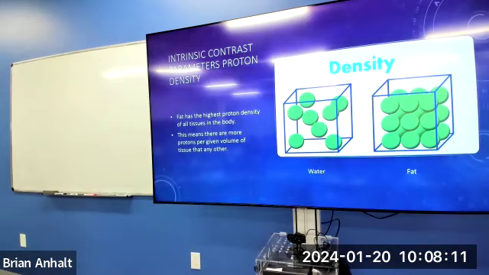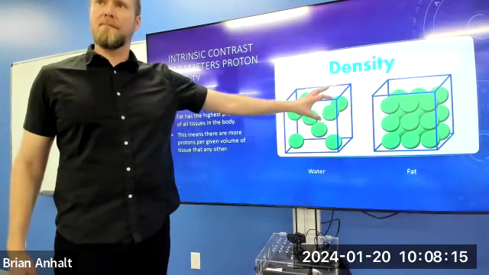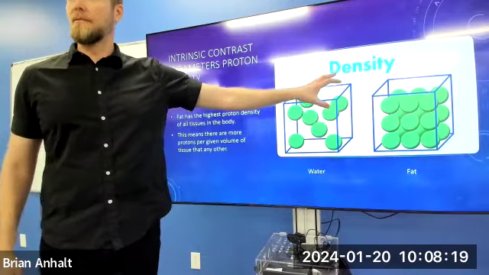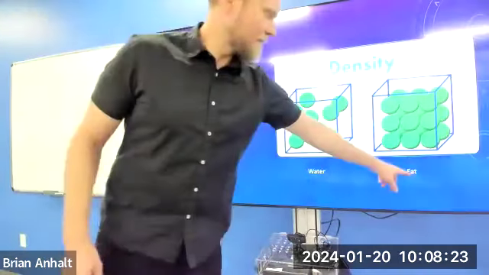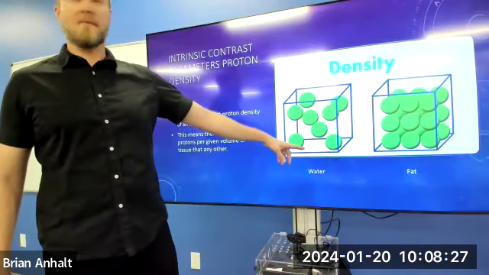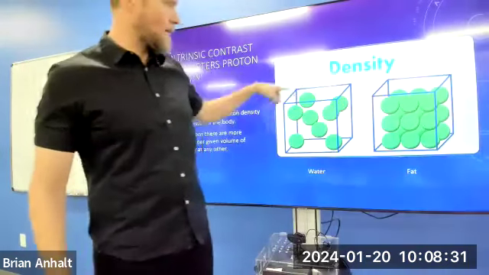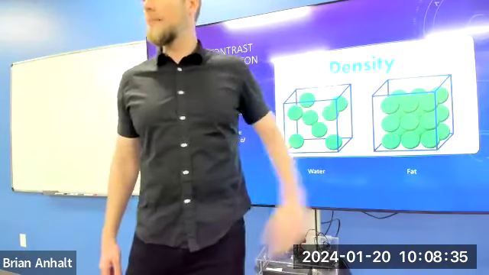So same thing with proton densities. How many protons are we packing into a particular area? Different tissues have different proton density, right? Fat is more proton dense than water. Meaning if I have 1 cubic centimeter of fat and 1 cubic centimeter of water, there's going to be a lot more protons in that cubic centimeter of fat.